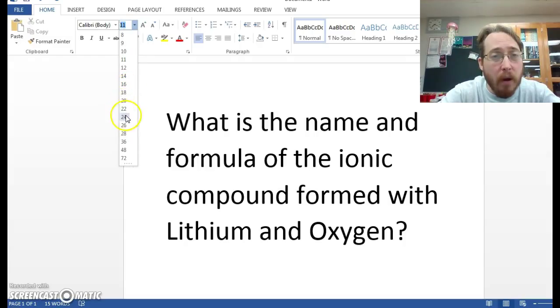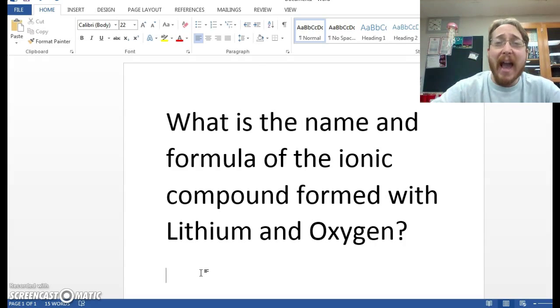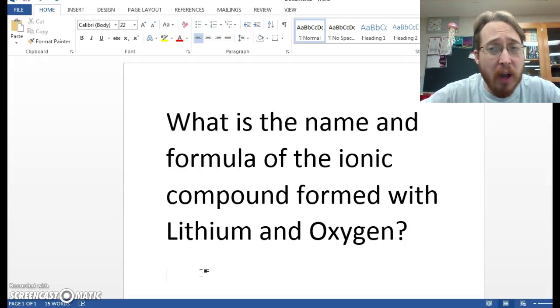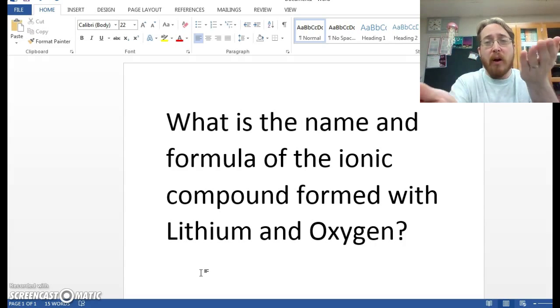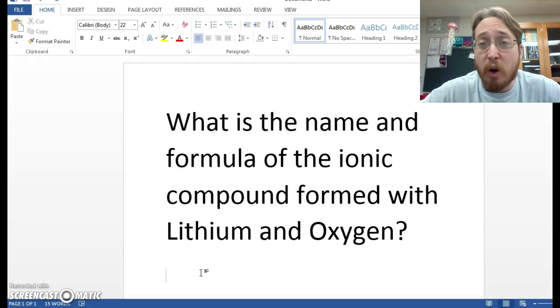The name. Well, we know that we're using lithium and we know that we're using oxygen. And one of the naming rules is that the cation, the positively charged ion, always goes first. So which of these two, lithium or oxygen, is going to be the positively charged ion?